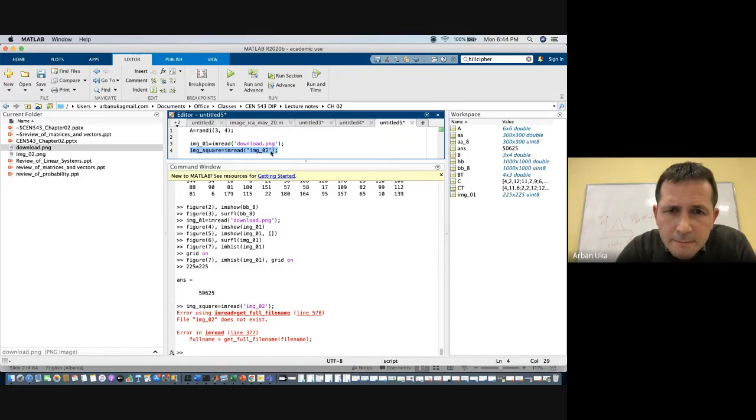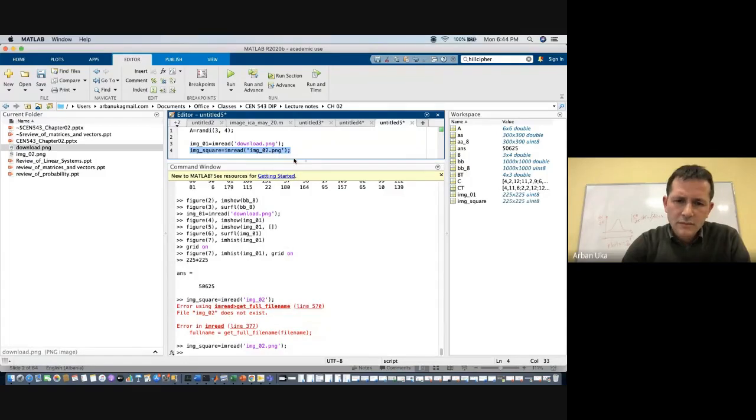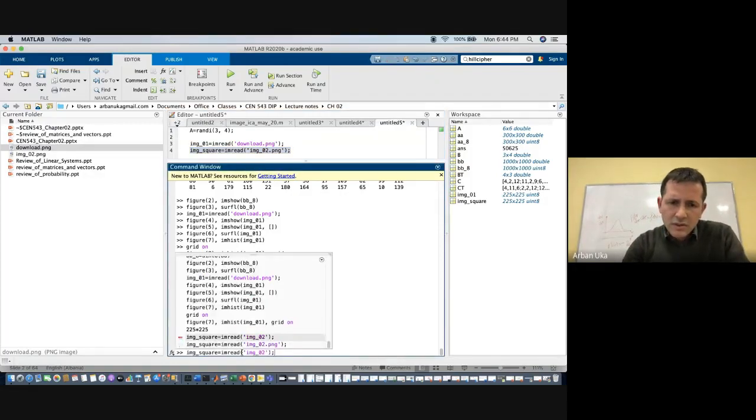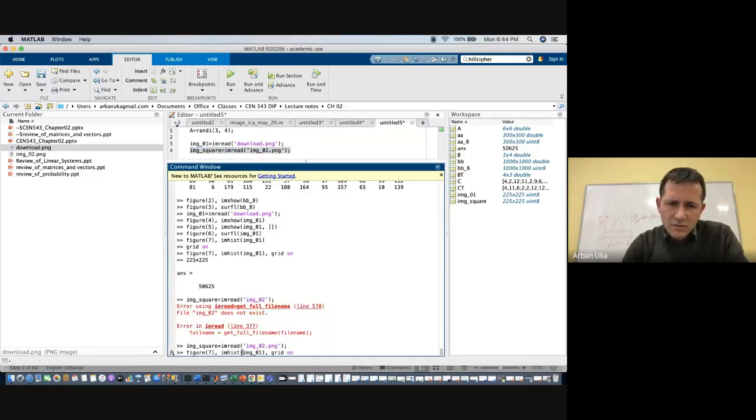imread. Okay, we don't have the extension. This is .png. Okay, image square, we call this image square. This is the same, 225 by 225. And we can go here, figure 17, so that we don't have the figures. We can have figure 17 is equal to, not imhist, but let's do show image 02.